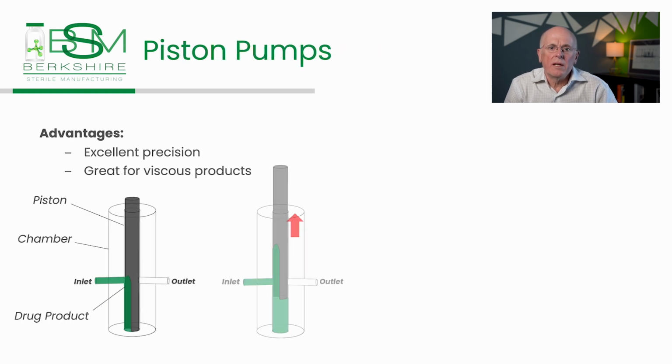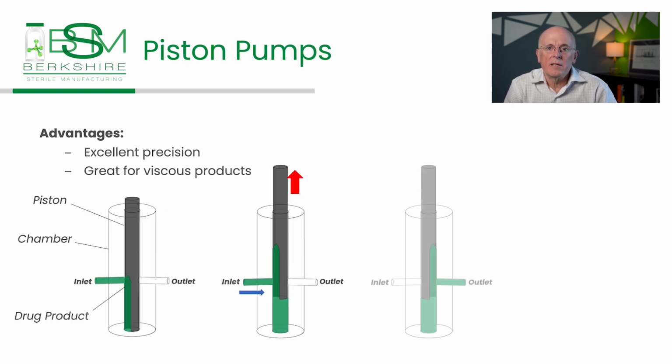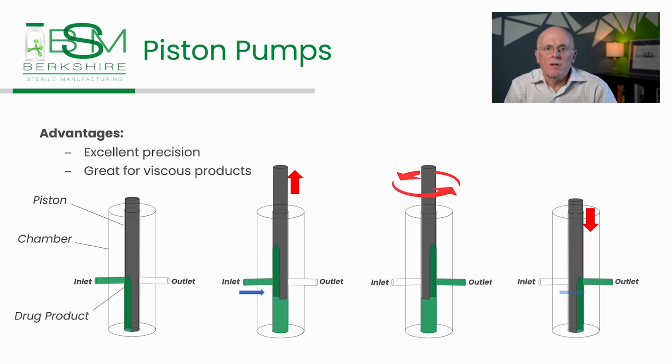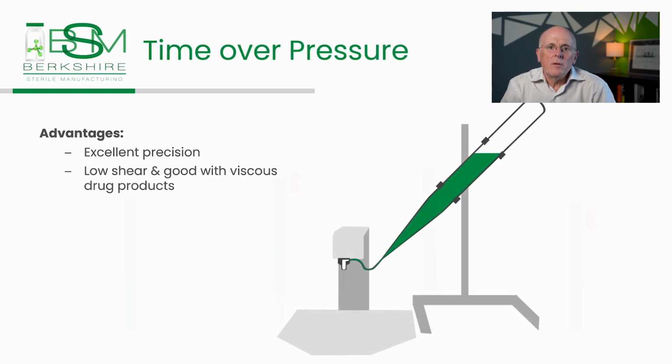Piston pumps, on the other hand, are typically selected when the drug product is viscous. The peristaltic pump vacuum and gentle pumping action may not be sufficient to move the solution. Piston pumps utilize a combination of vacuum and mechanical force to fill and empty the piston chamber. Similar to a peristaltic pump, but this is with a much greater mechanical force that is more effective on viscous solutions. Our third pump option is a time over pressure system.